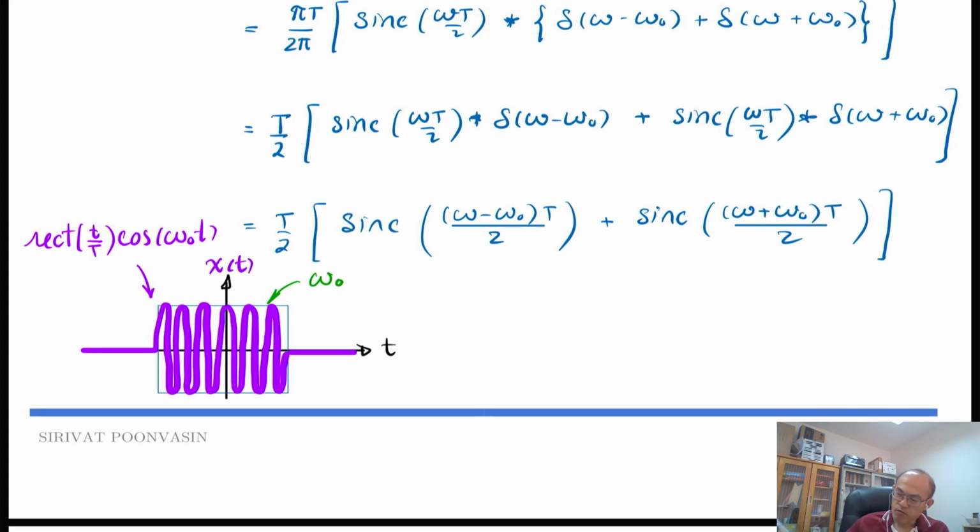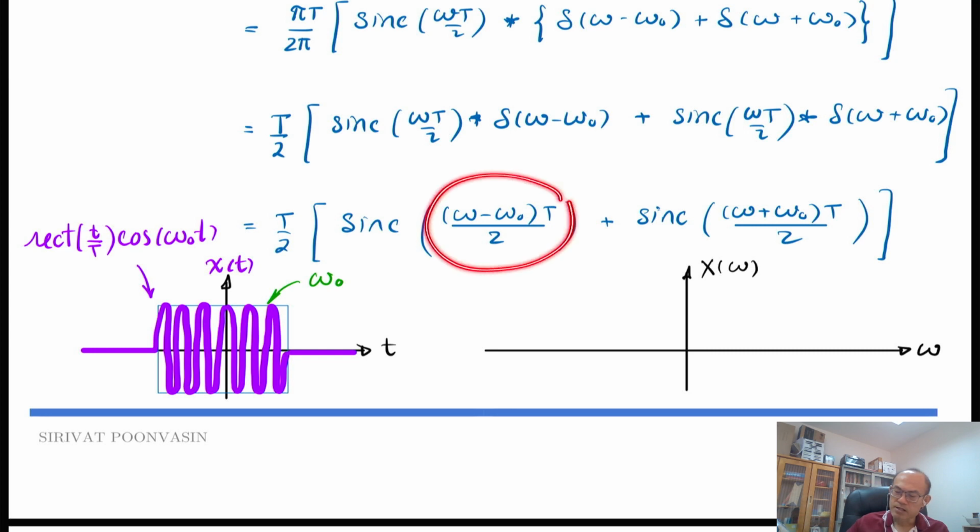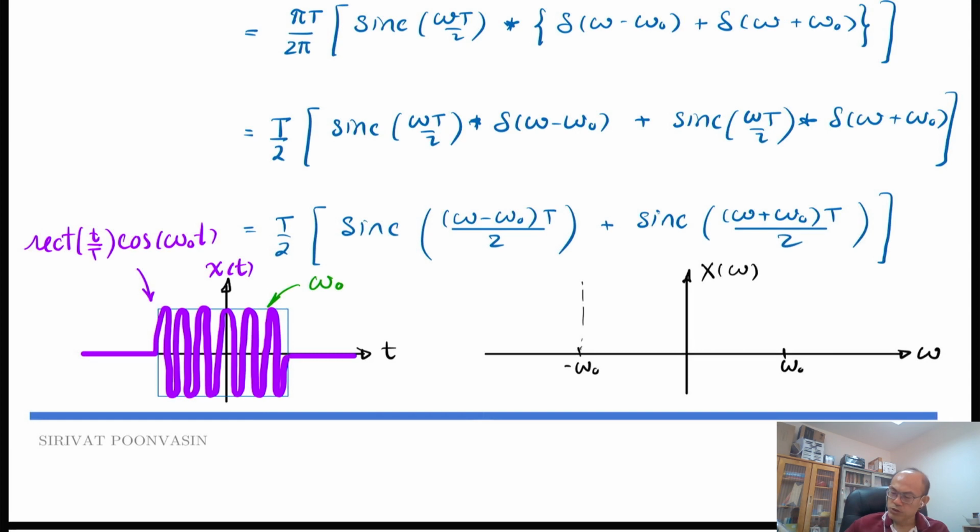Now, the Fourier transform of it, which is the frequency signal, is basically two sinc functions, one at omega 0 and the other at minus omega 0. So this is minus omega 0 and this is omega 0. So we're going to have to draw two sinc functions there. So it will be this and this.